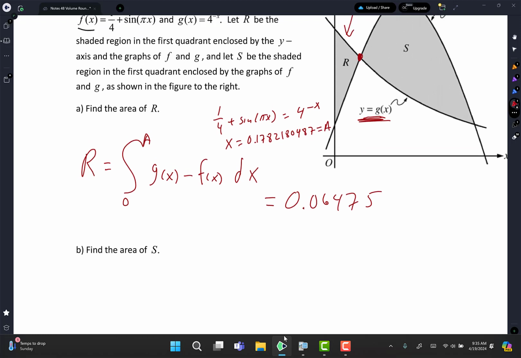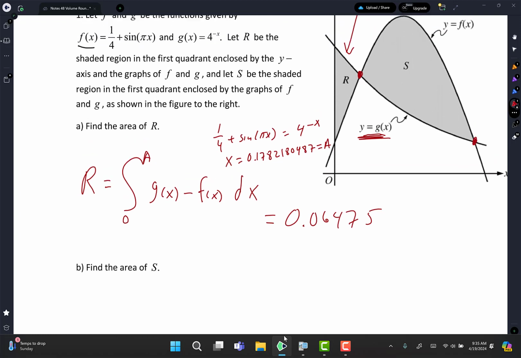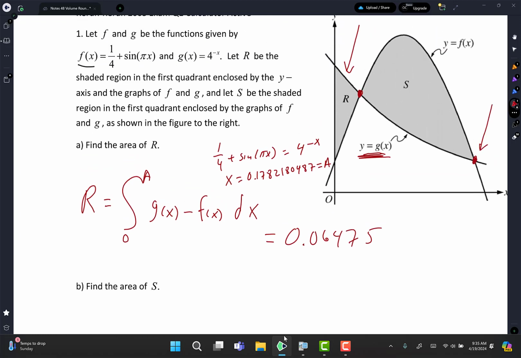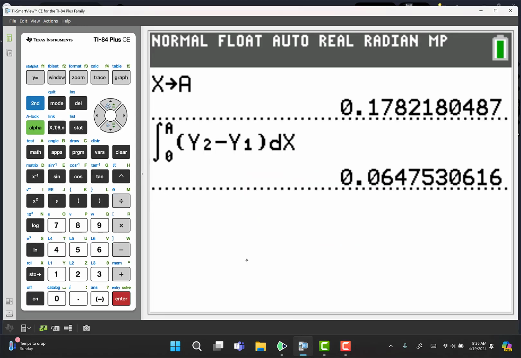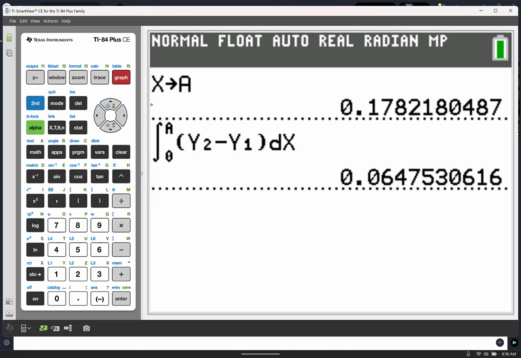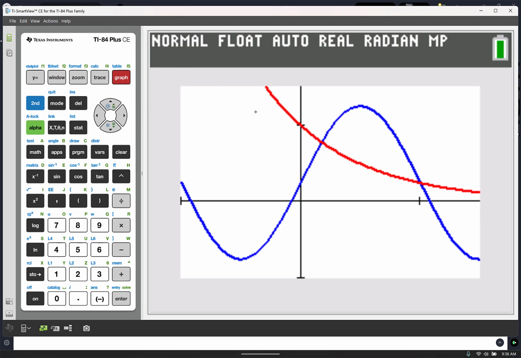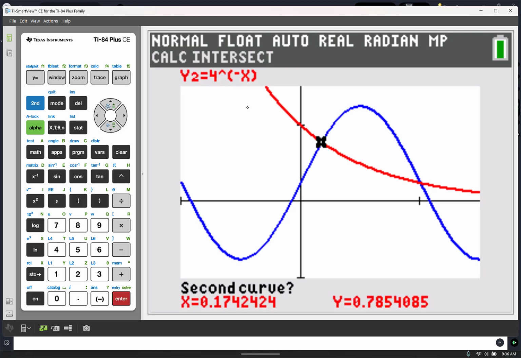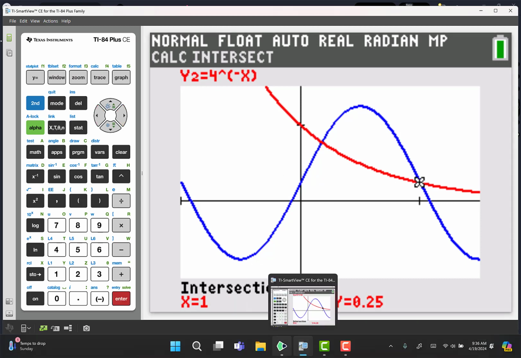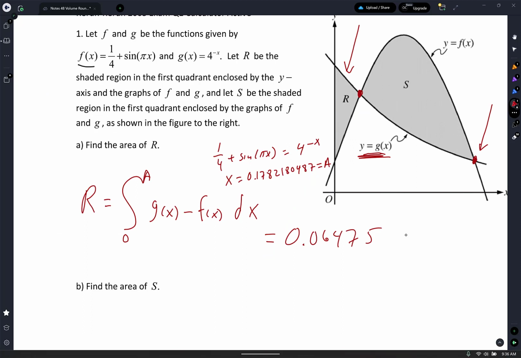Find the area of S. Okay, let's see where these two intersect. Oh, it looks like these two intersect at a perfect one. Calculus 5. So it's 1.25. Well, no. The x is 1, the y is 0.25. I don't care about the y. I just care about the 1 because I'm integrating with respect to x. But maybe I'll need that y value.